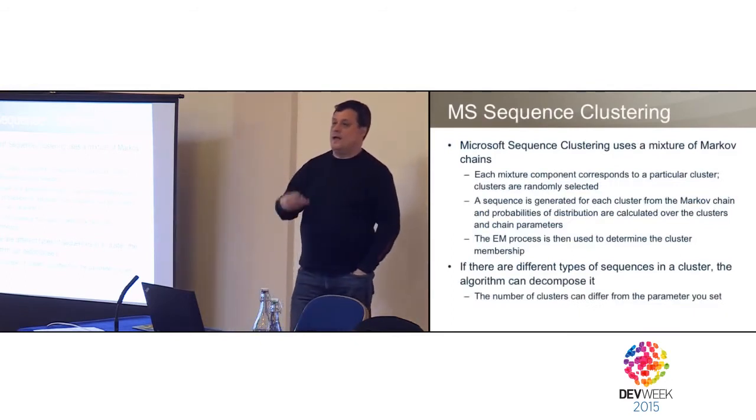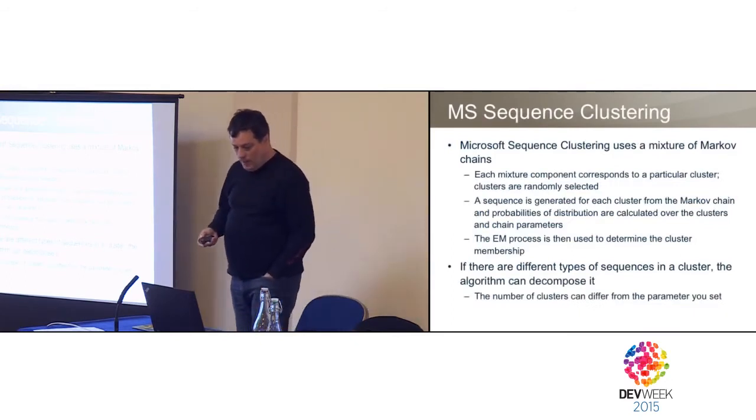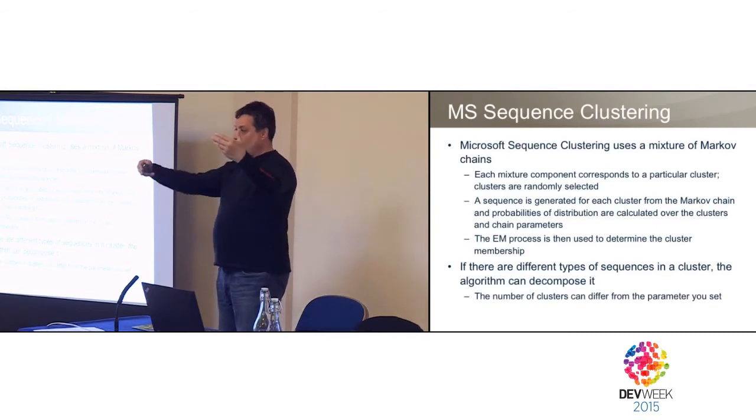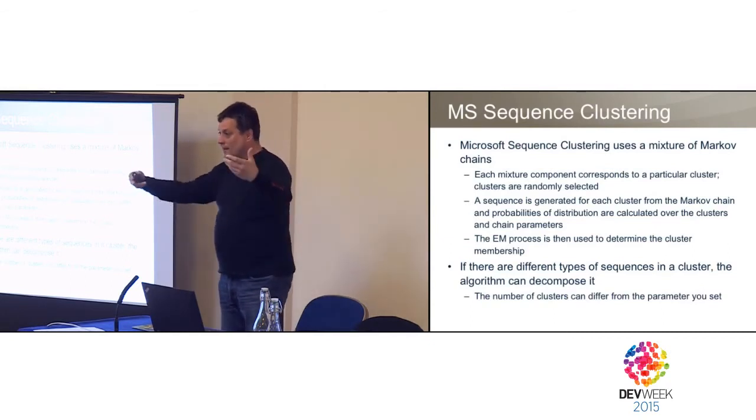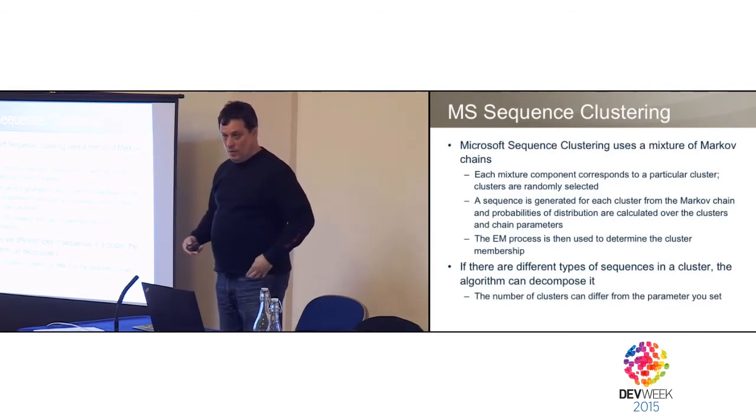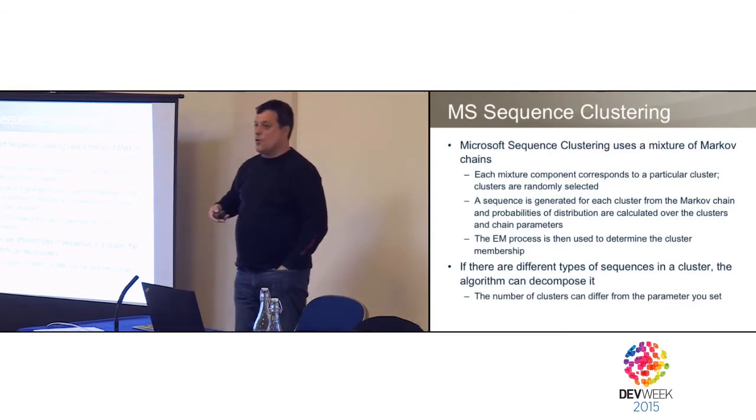And then, after I have this model, I can assign cases based on probabilities to the closest model, to the closest sequence. So how many sequences are there?